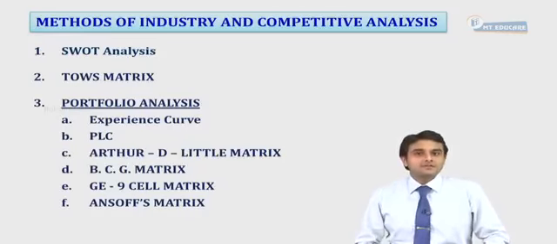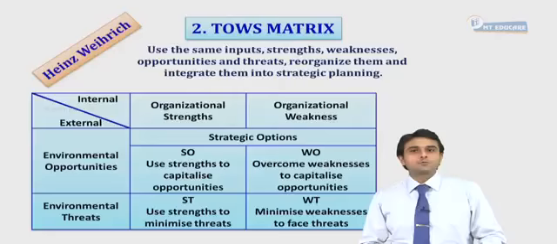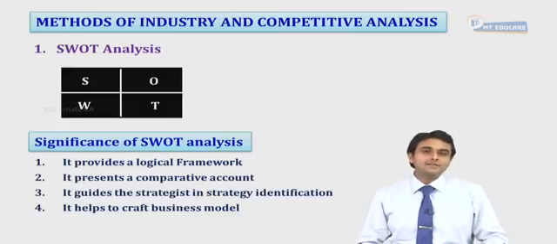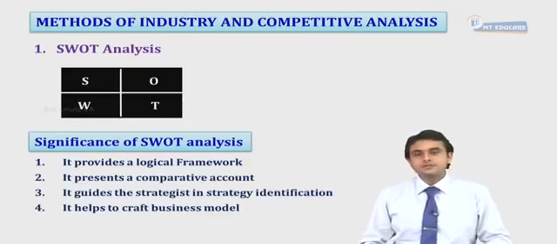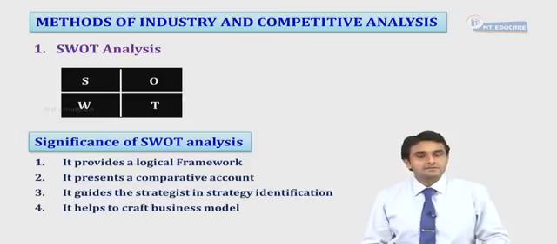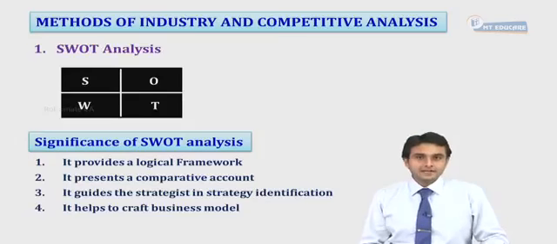There are several other methods of industry and competitive analysis, one of those methods being SWOT analysis. SWOT refers to strengths, weaknesses, opportunities, and threats. So we need to identify our strengths and weaknesses from within the organization, because strengths and weaknesses can be identified and jotted down from analyzing the internal environment of the business, and opportunities and threats can be identified from the external environment of the business. We have studied this in chapter 1.